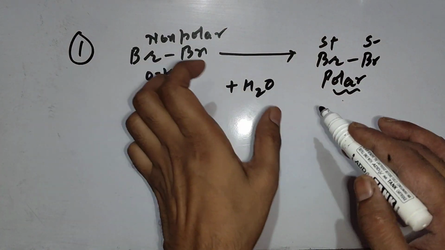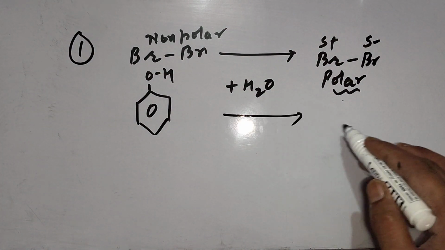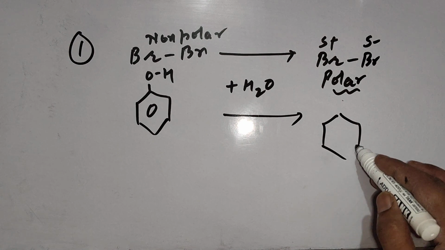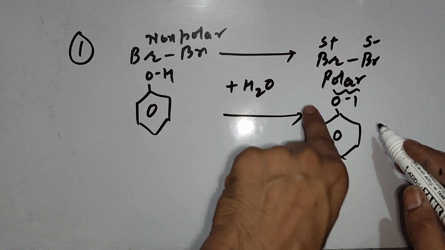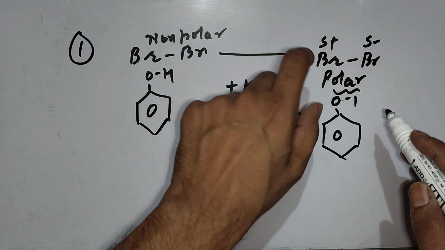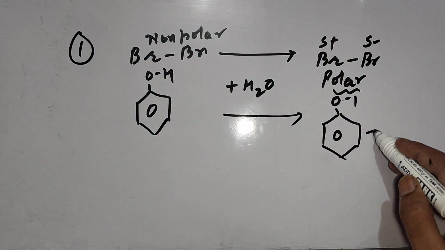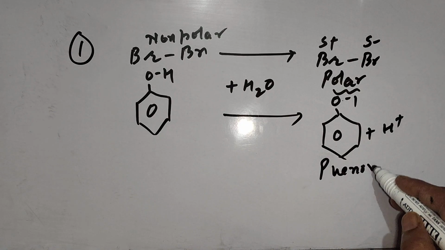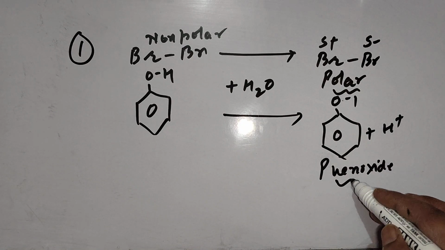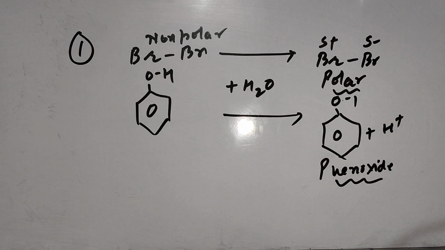And when phenol comes in contact with H2O, it will turn to negatively charged oxygen. Please put lone pairs by yourself. Here also on bromine, 3 lone pairs will come. And what positive? Phenoxide ion. This is the first step of the mechanism.